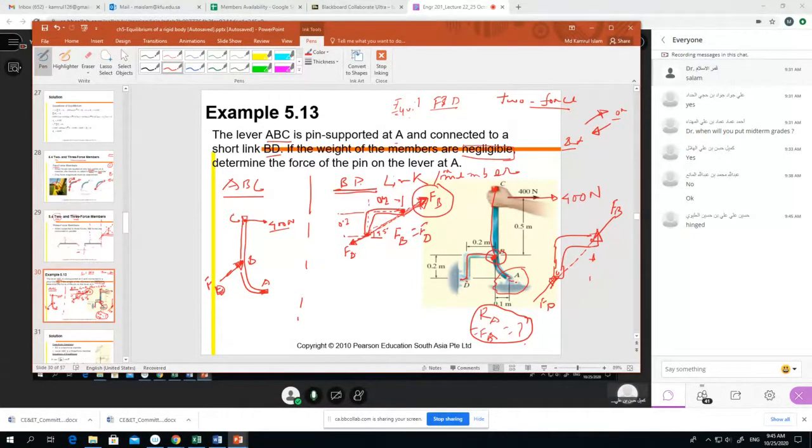And now the next question: if it is a hinge, how many reactions will there be? Tell me. Two reactions, horizontal and vertical, right? We can assume our horizontal reaction on this side or on this side, whatever. We can assume our vertical reaction on this side or this side, whatever we want, right? So it is up to your choice. You choose whatever you like. Okay.